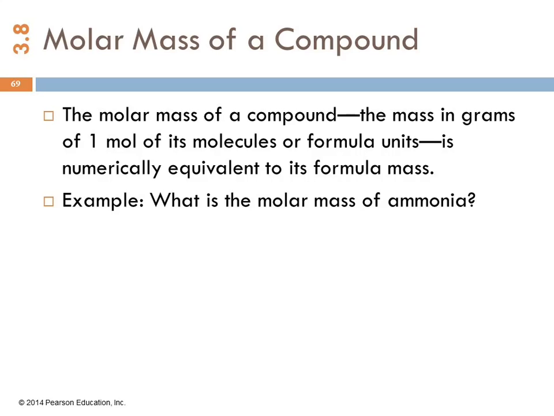So that was formula mass. That's the mass of a formula unit. The molar mass is the mass of 1 mole of it. What's nice about this is that the formula mass and the molar mass are the same number, only the unit changes. And we arrive at them by the same process. So let's do this one. What's the molar mass of ammonia? What's the formula for ammonia? NH3.